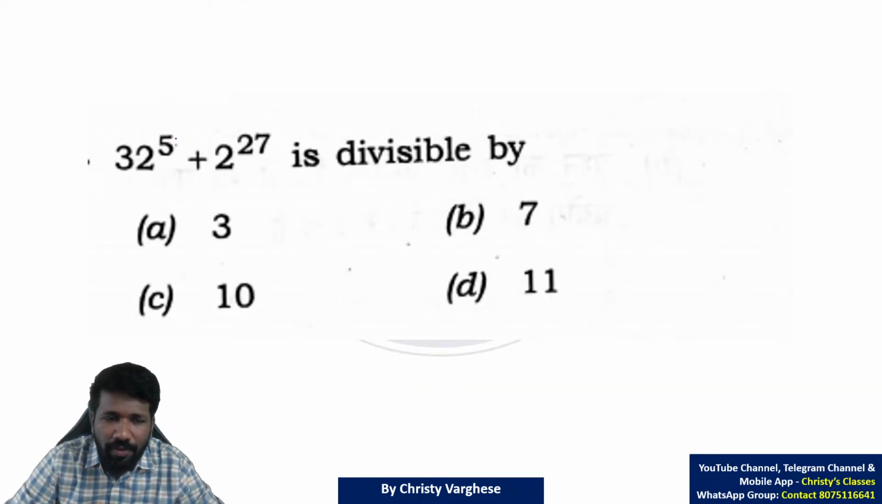This is 32 raised to 5. Find the last digit of the sum first. From the last digit you can find what is the answer. I'll show you how. 2 raised to 5, 2 into 2 into 2 into 2 into 2. That will end with 2 itself.